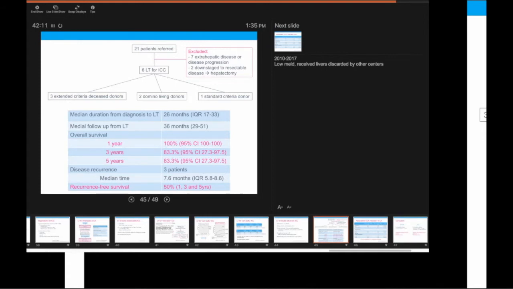These patients waited a long time. It was 26 months before they got transplanted. So they proved that the cancer wasn't coming back before they got transplanted. Yeah, that they were stable disease. Sorry, what'd you say, Dr. Green?